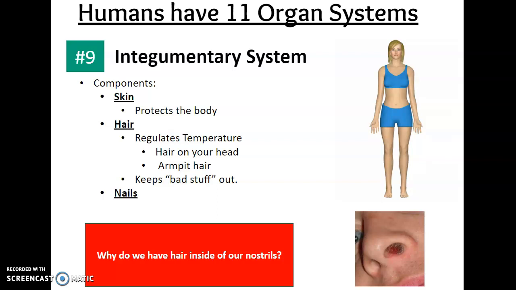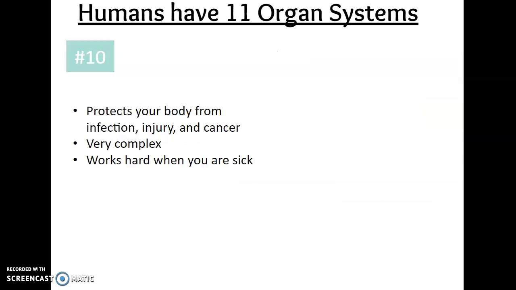And nails, well, that's a defense mechanism. So why do we have hair inside of our nostrils? Well, that's to collect any bacteria that we would breathe in and filter that out.